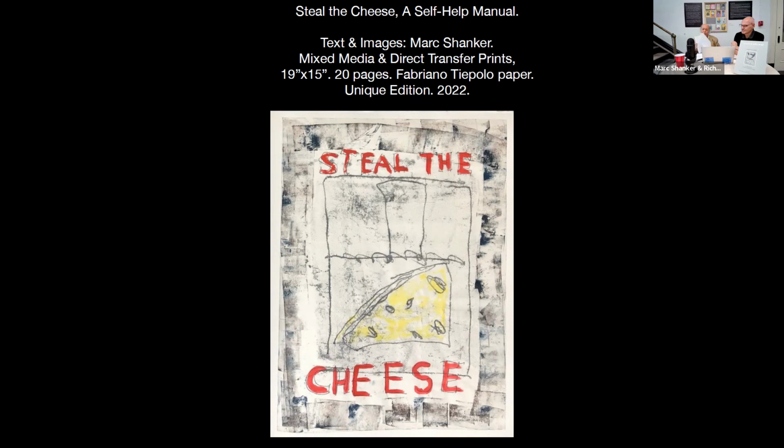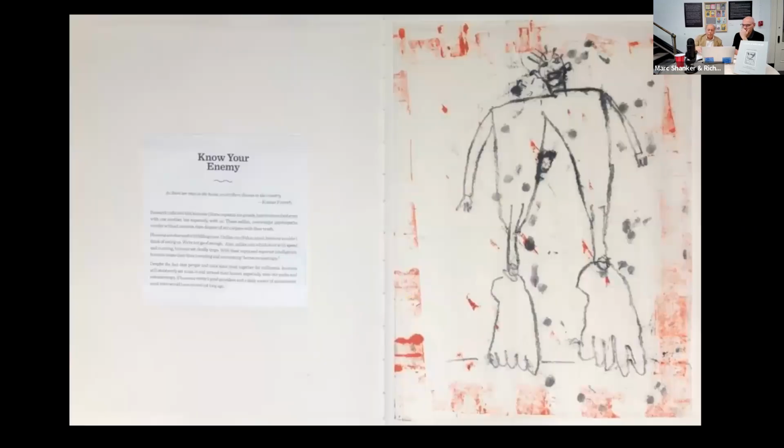Let me read a little bit from the text. This is the image. Research indicates that humans are greedy, hate to share food even with one another, but especially with us. These selfish, overweight psychopaths murder without remorse, then dispose of our corpses with their trash. Humans are obsessed with killing mice. Unlike cats, humans wouldn't think of eating us.